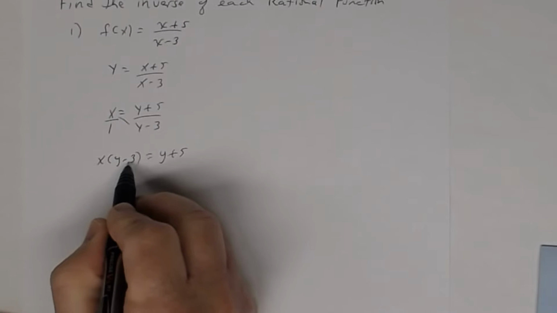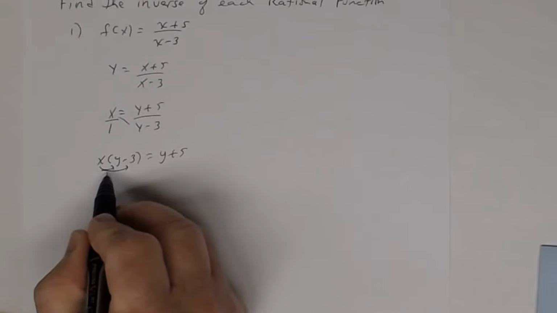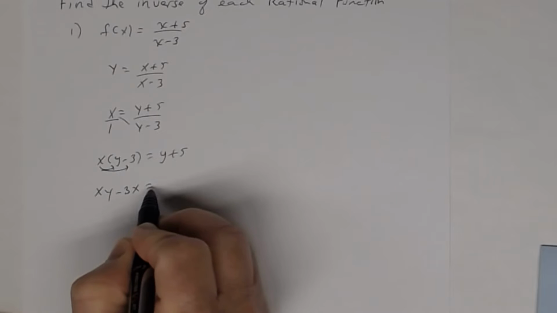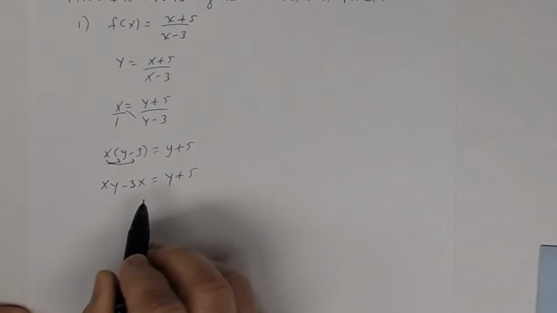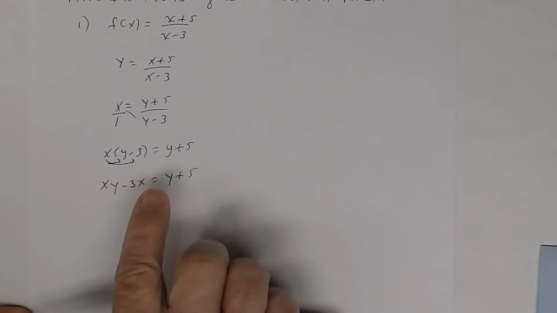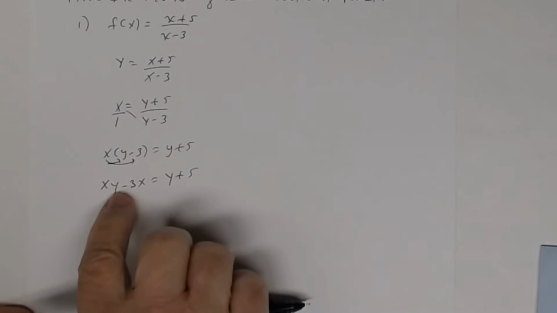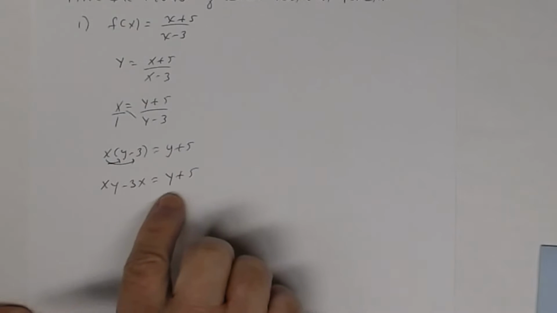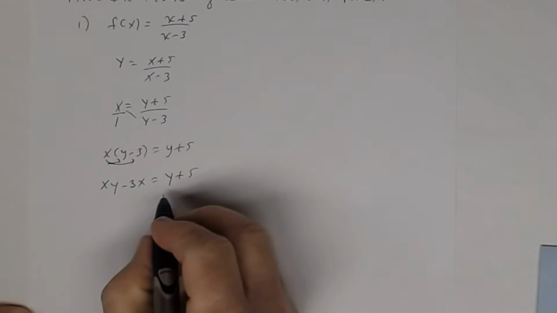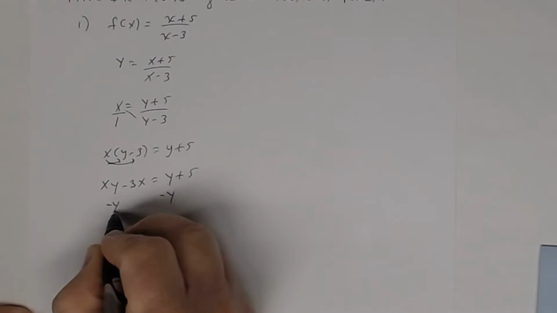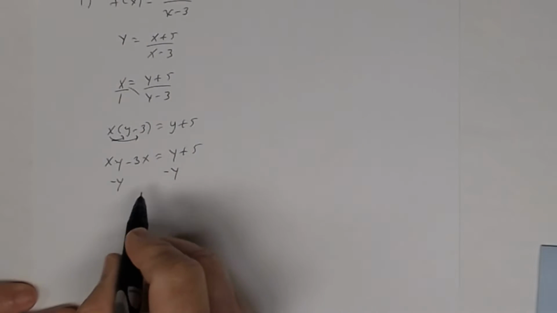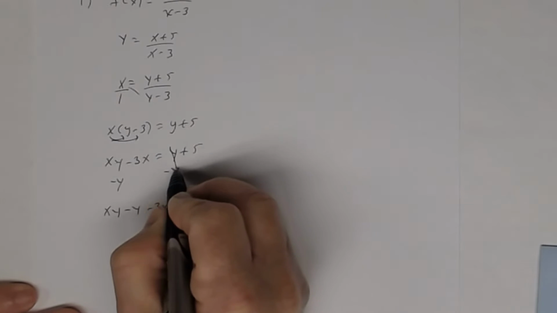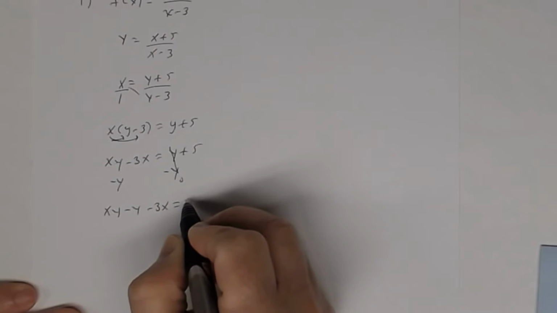Then I'm going to distribute the x, get rid of the parentheses. So I get xy minus 3x, and that equals y plus 5. Now remember, I'm trying to solve for the variable y, and I have y terms on both sides. So I'm going to bring all the y terms to one side and the other terms to the other side. So I'm going to subtract y from both sides. And so I get xy minus y minus 3x equals, combining like terms, 0, and then 5.